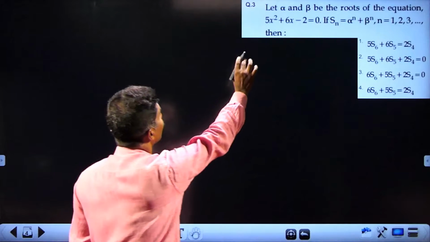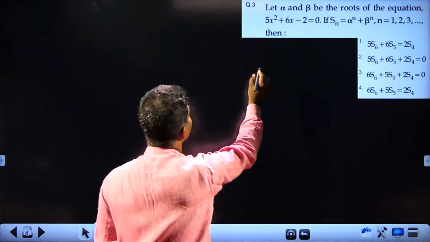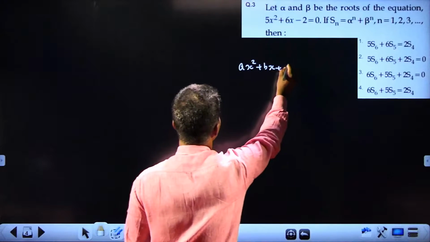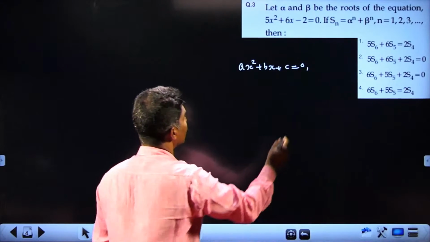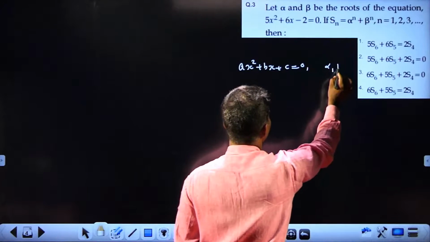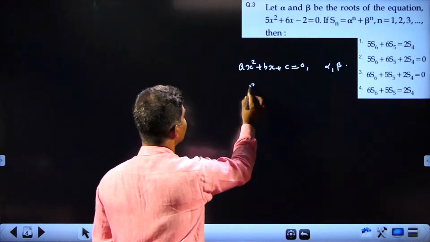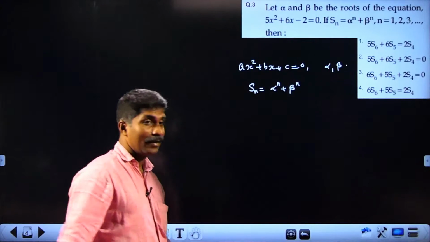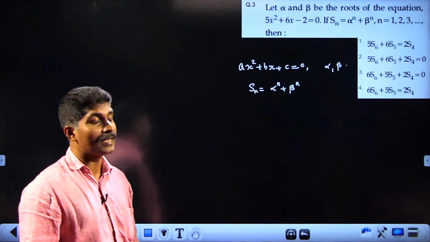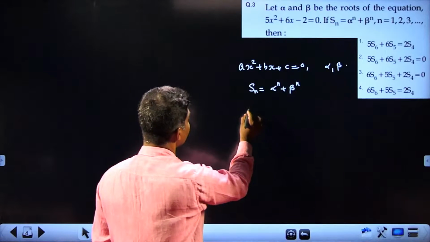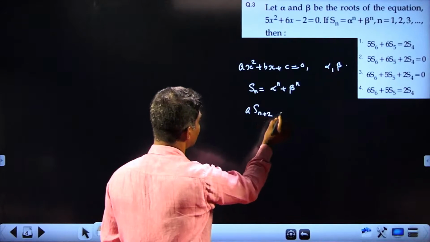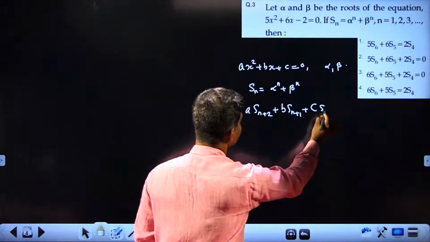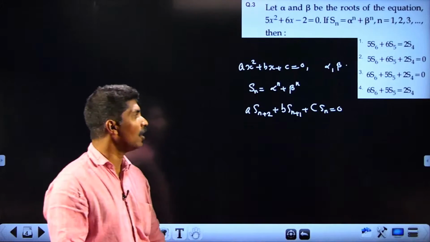See, if alpha and beta are the roots of the equation ax square plus bx plus c equal to 0 with a not equal to 0, and if Sn is equal to alpha raised to n plus beta raised to n, you have to study the formula a into Sn plus 2 plus b into Sn plus 1 plus c into Sn is equal to 0. That is a very common entrance shortcut.